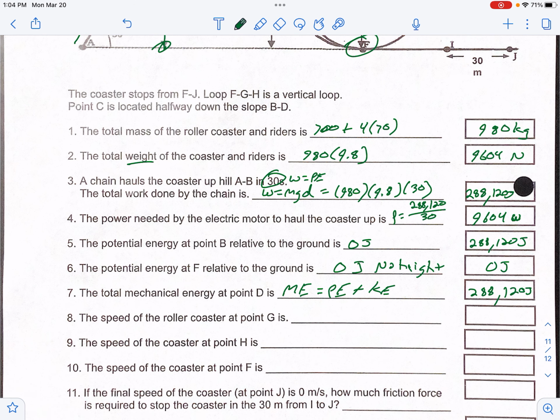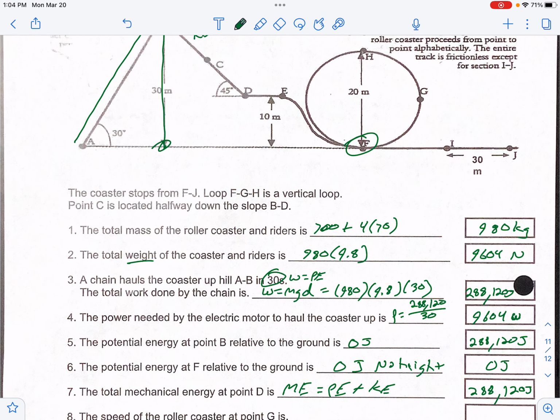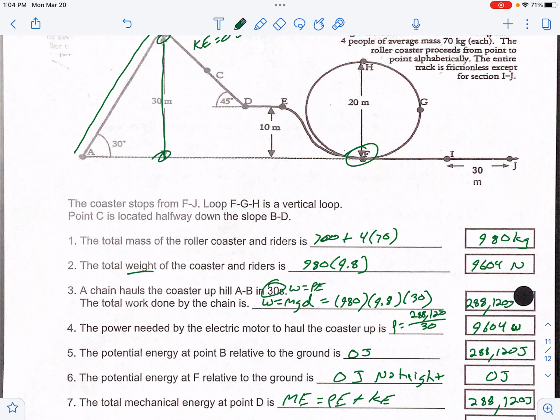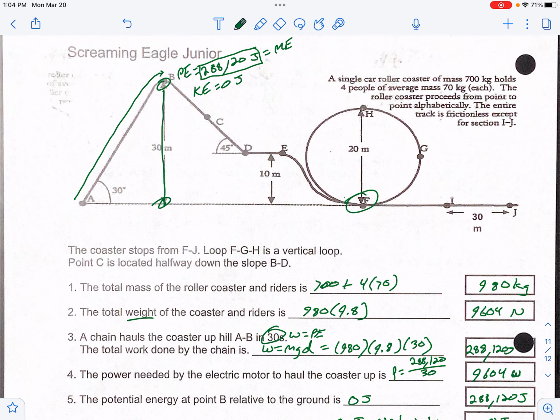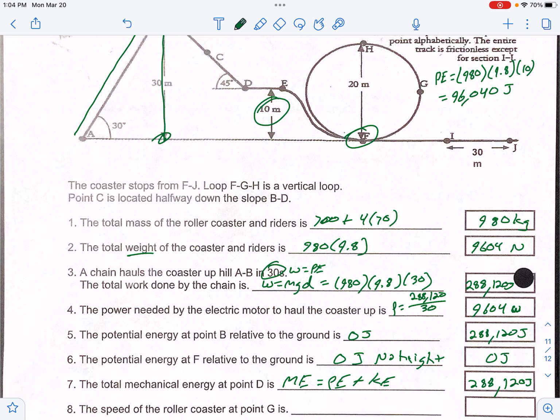8, the speed of the roller coaster at point G. So point G, we do have height. Okay, so we're going to find out our potential energy. So potential energy is going to be mass times gravity times height. So I'm going to take that 980 times 9.8. And my height is 10 meters. So my potential energy is 96,040 joules at point G.